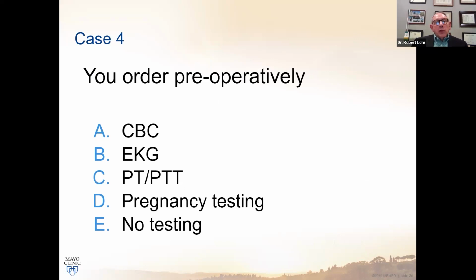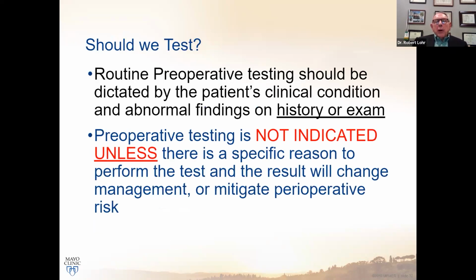So what would you order for this young lady? A CBC, a cardiogram, coagulation studies, pregnancy testing, or nothing? And pregnancy testing is what should be done. So routine preoperative testing should be dictated by the patient's clinical conditions or abnormal findings that you detect on history and exam. So it's important to take the history and do a thorough exam. Preoperative testing is not indicated unless there's a reason to perform the test and that it will result in some change in management or mitigate perioperative risk.